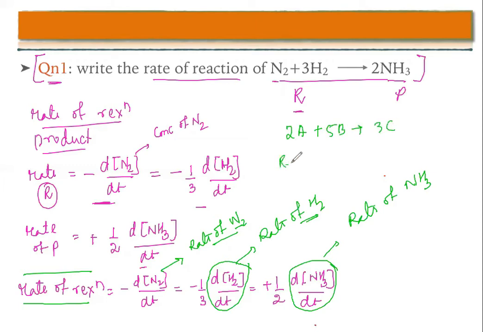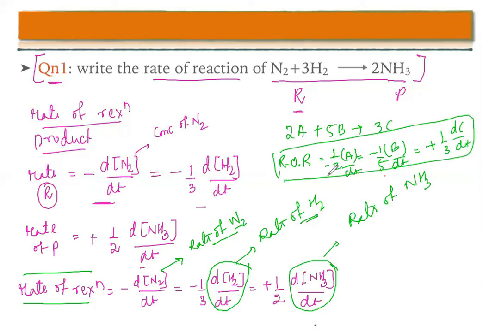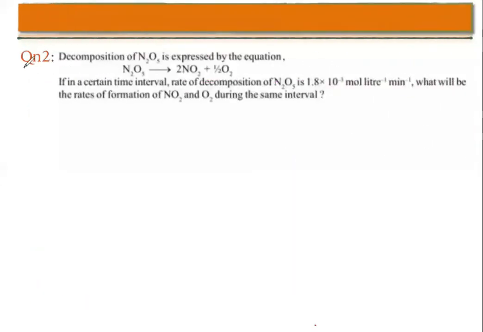Similarly, you apply the rate of reaction in this case, that is negative 1 by 2 dA by dt, here it is negative 1 by 5 dB by dt, and here it is 1 by 3 positive dC by dt. Okay, this is just one example, you remember. So anytime the question asks, we have to write this in this form, and we can find out the rate of the reaction or individual rate. Now let us try to find out the solution for question number 2.